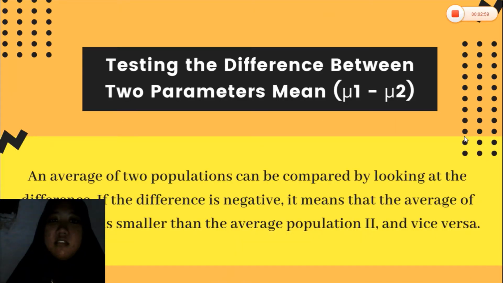Testing the difference between two mean parameters. The averages of the populations can be compared by looking at the difference. If the difference is negative, it means that the average of population 1 is smaller than the average of population 2, and vice versa.